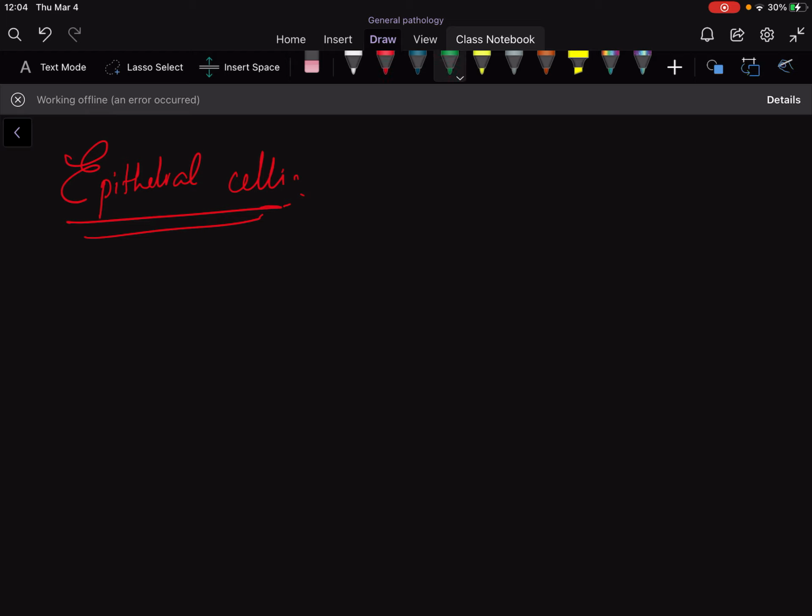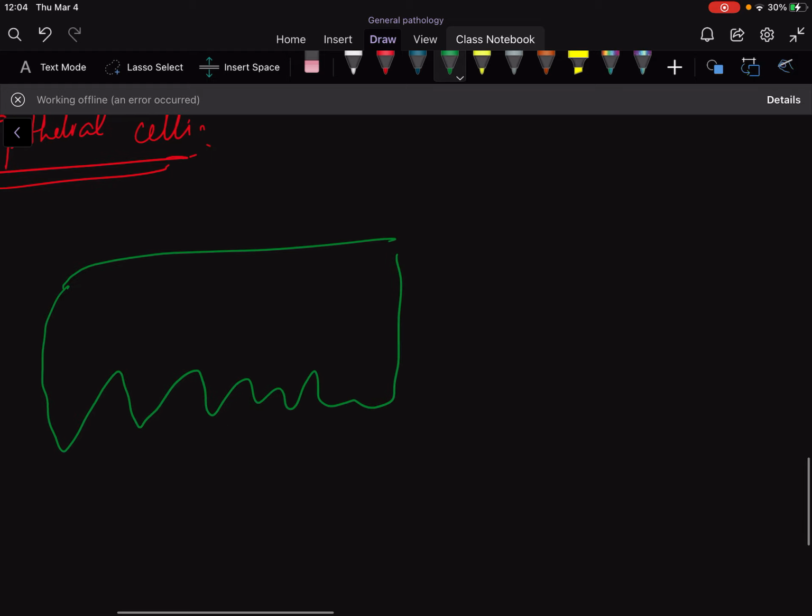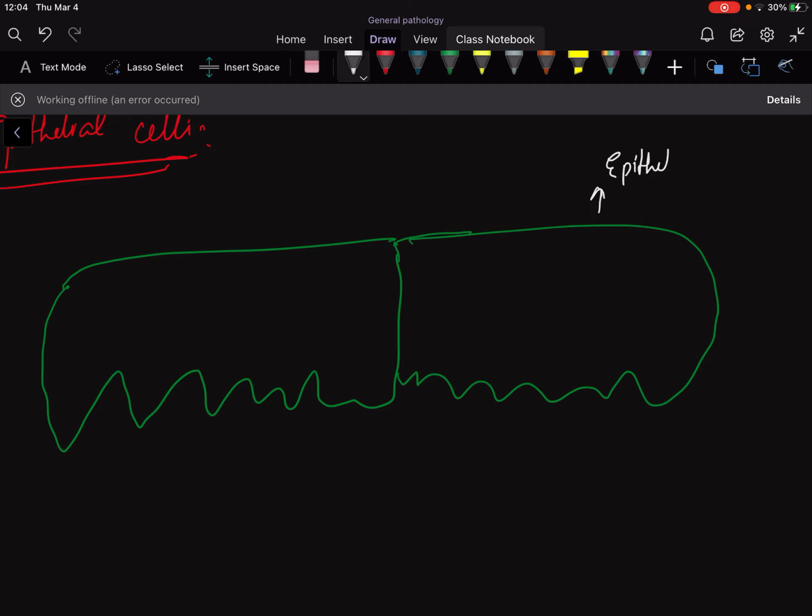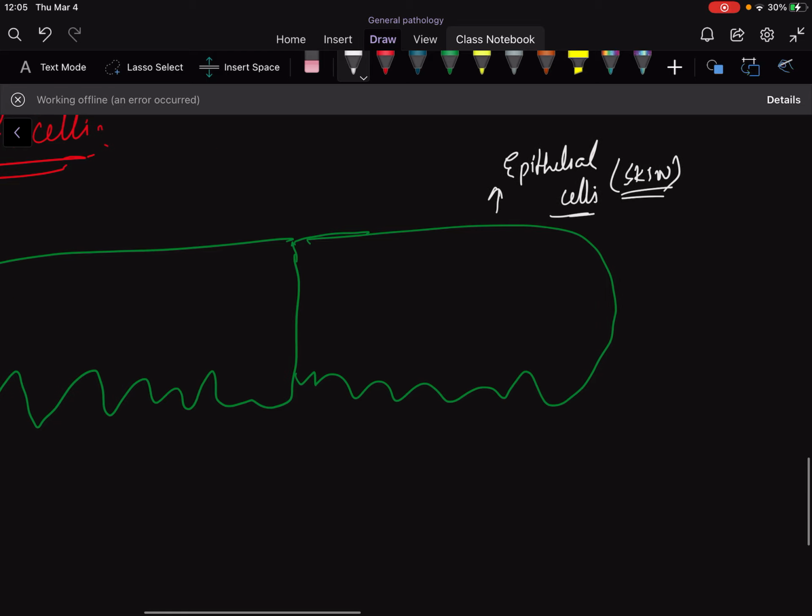Suppose this is your skin, and this is one epithelial cell, and here is another epithelial cell. These are your epithelial cells present on your skin. Epithelial cells are not only present on skin. The first is skin, the second one is gastrointestinal epithelium, and the third one is respiratory epithelium.